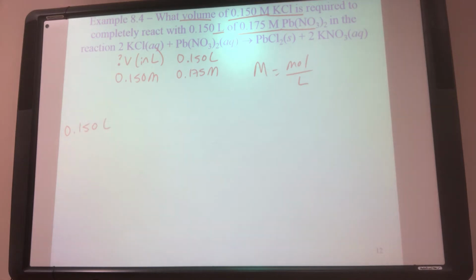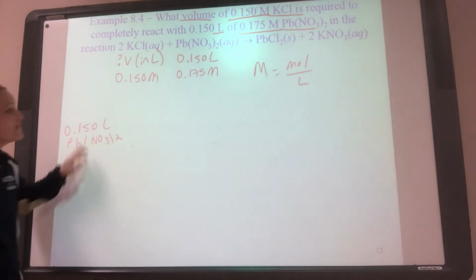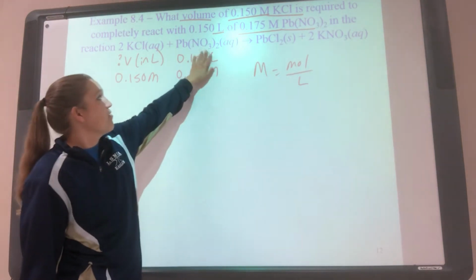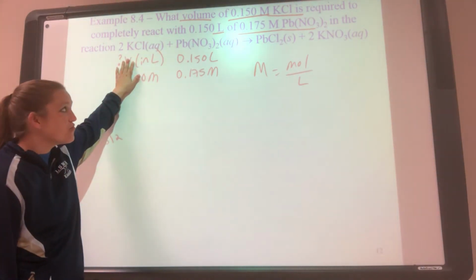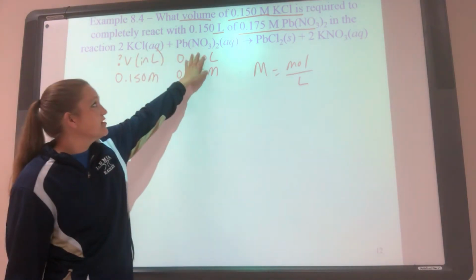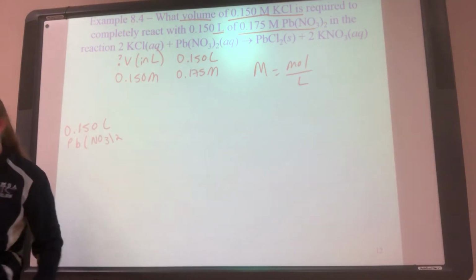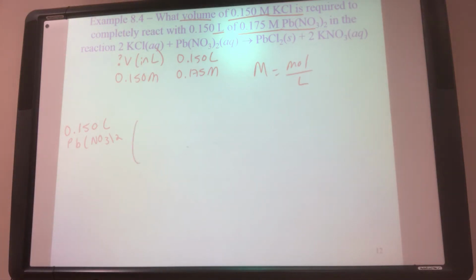So I have 0.150 liters of PbNO3. So I have the volume. I need to get here. The only way I could go from here to here is through the mole, because you can only go from one thing to something different in the mole. So I have liters, but I want moles. So I have liters of this guy, but I really want moles of this guy.